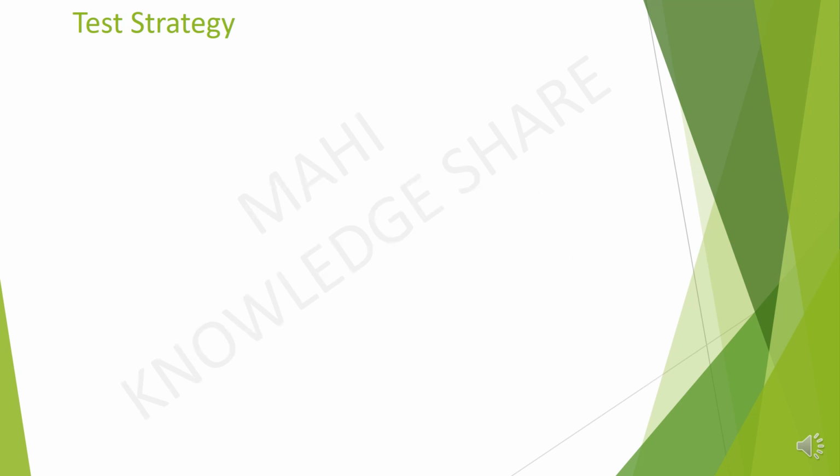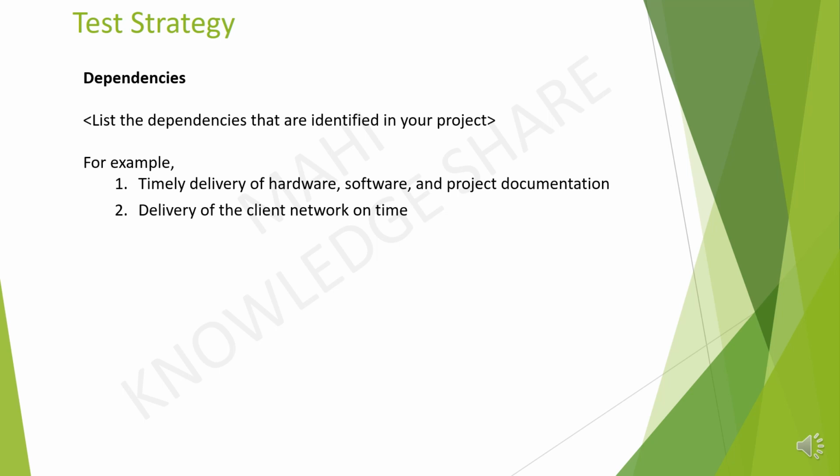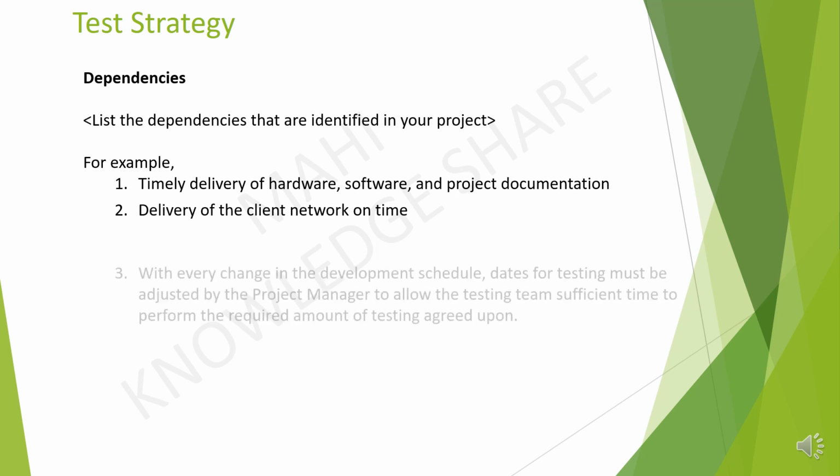Dependencies section in test plan document. In this section, list the dependencies that are identified in your project. For example, timely delivery of hardware, software and project documentation, delivery of the client network on time.